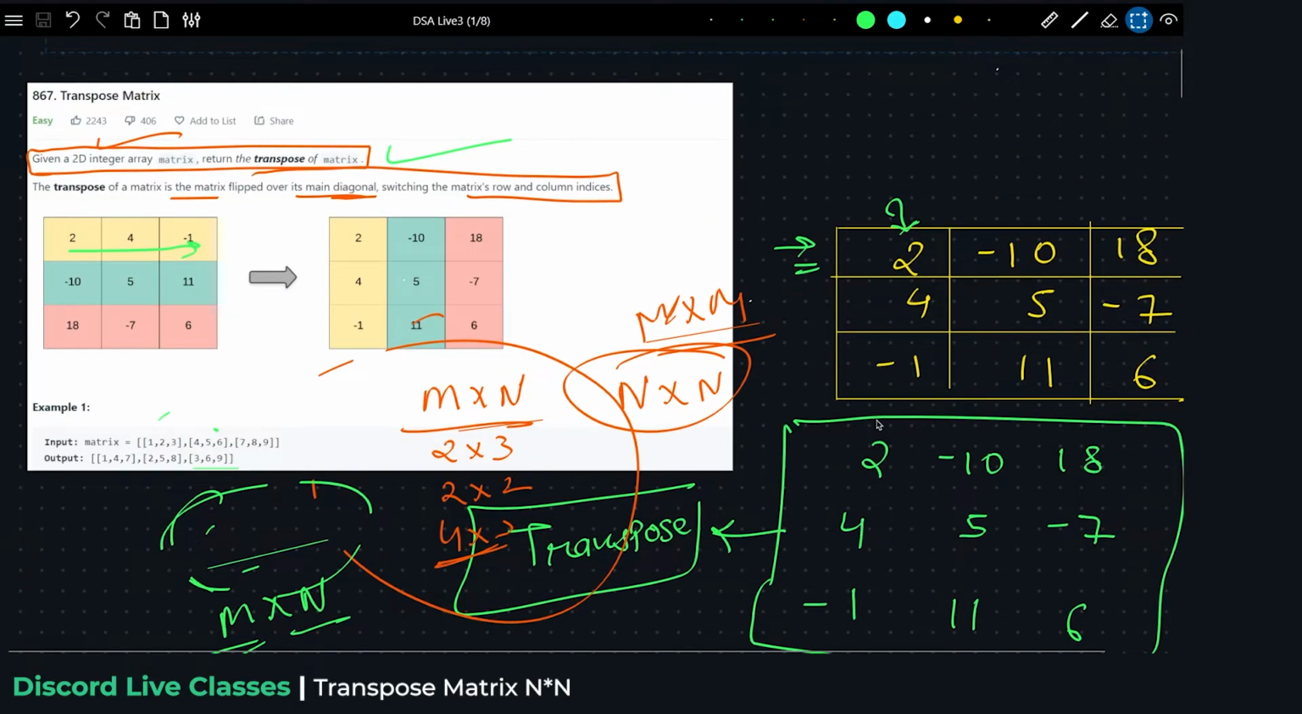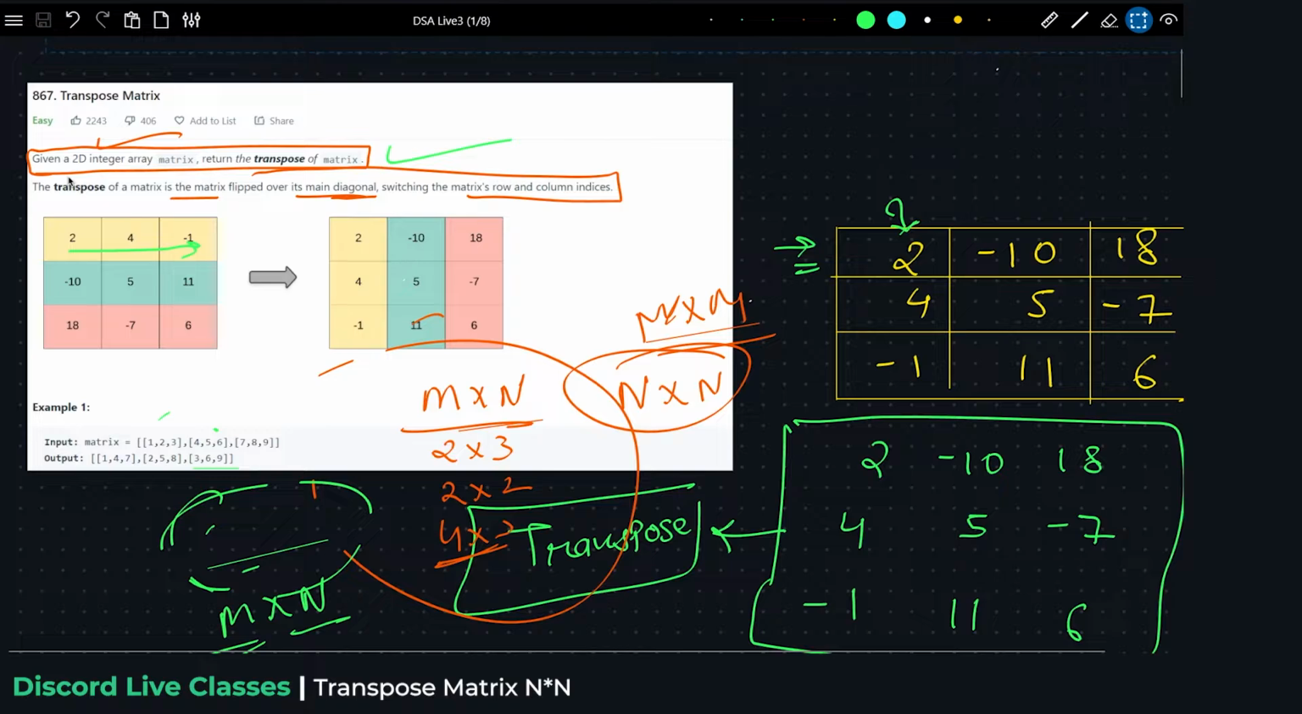Let me revise the previous question that we did in the previous class. In the previous class we did LeetCode question number 867, Transpose Matrix. In this question, given a 2D integer array matrix, return the transpose of the matrix. The transpose of a matrix is the matrix flipped over its main diagonal, switching the matrix's row and column indices. So what's the difference between this question and the one I'm going to tell you?